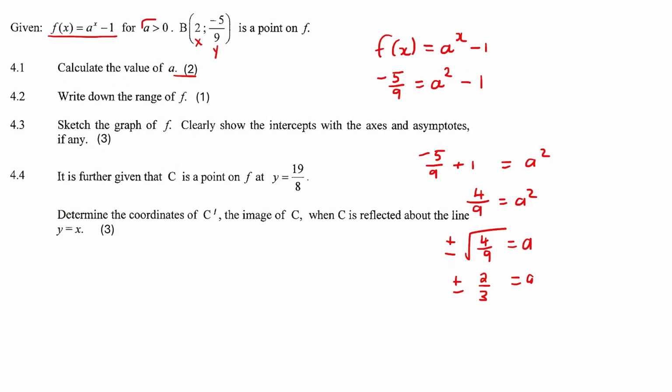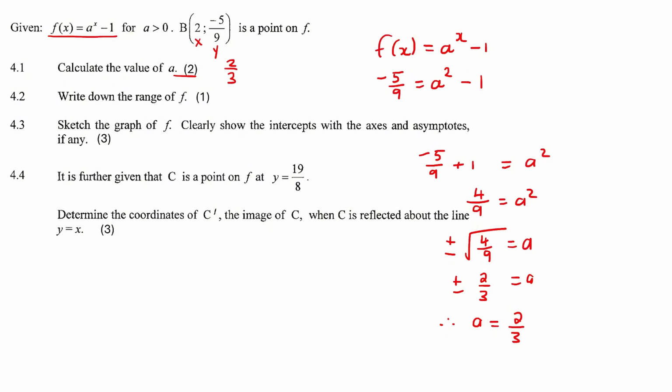However, they did tell us that a must be bigger than 0. Sorry, not that a must be positive 0, a must be bigger than 0. So we can just say, therefore, a is equal to 2 over 3. Okay, we'll just say here 2 over 3.